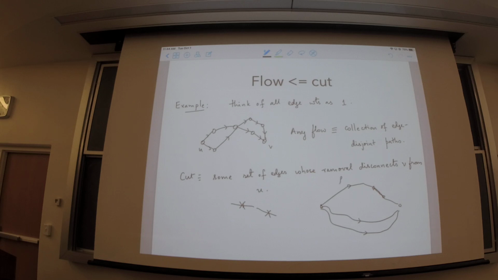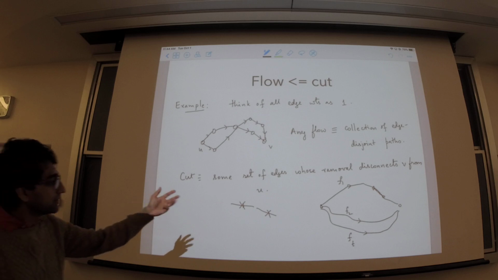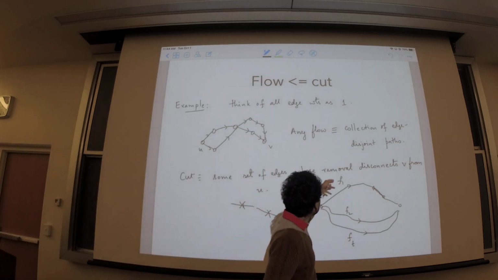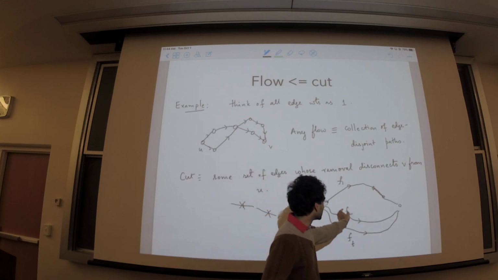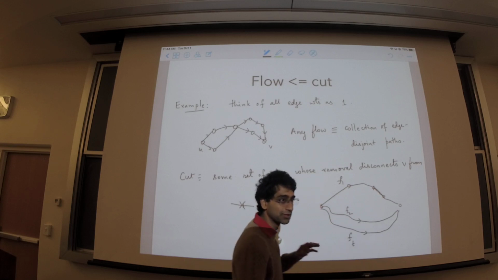So let's call them F1, F2 up to some Fp. Each of them is some flow value, and F1 plus F2 up to Fp is actually the value of that flow. These paths can share edges, it's just that I have nicely drawn them so that they don't share.